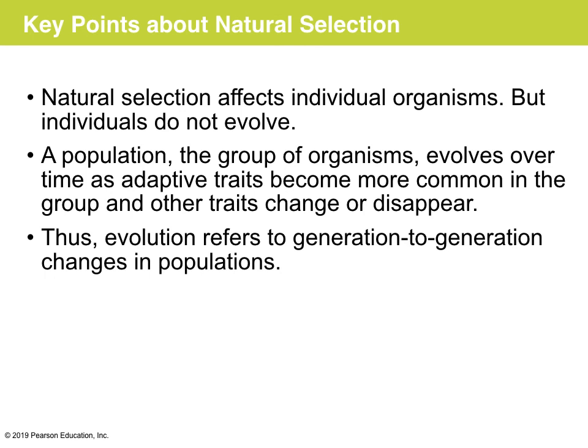So you and a person who lived back in 1805 would not be a member of the same population. You're the same species, but it has to be a cohort. It has to be a contemporary group that lives at the same time. So a population, the group of organisms, is what evolves over time, as adaptive traits become more common in the group, and other traits change or even disappear. So when we talk about evolution, we're talking about generation to generation changes in populations.